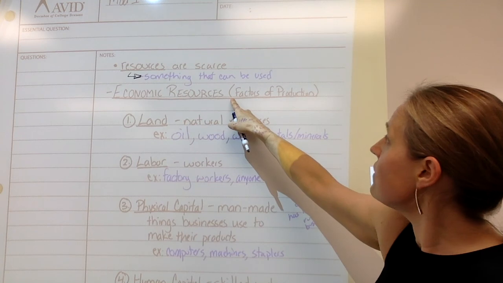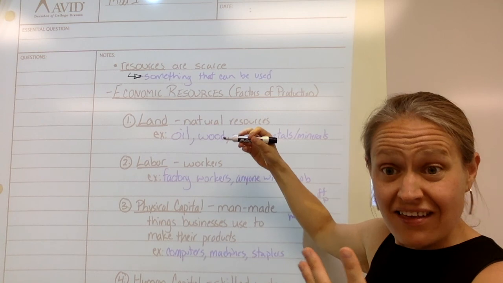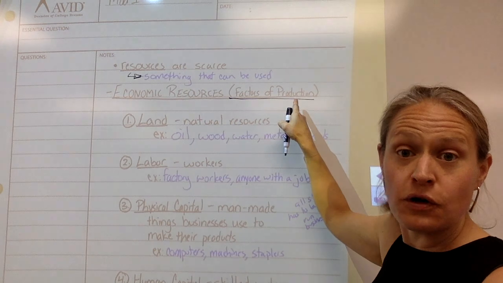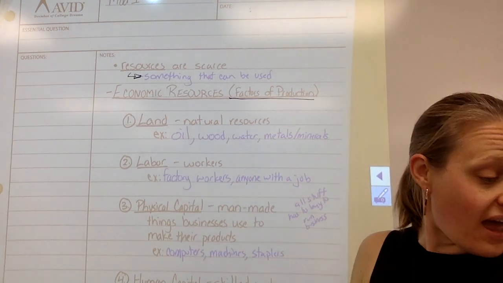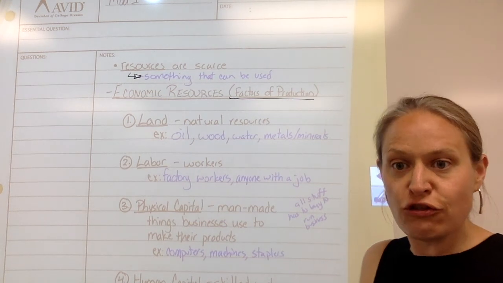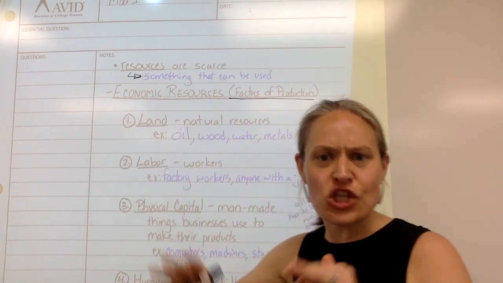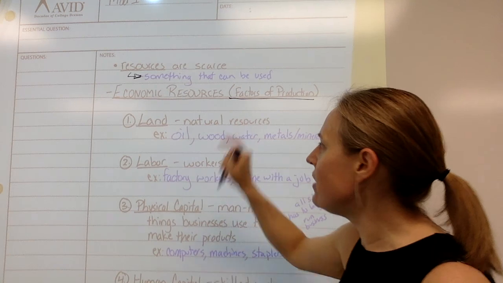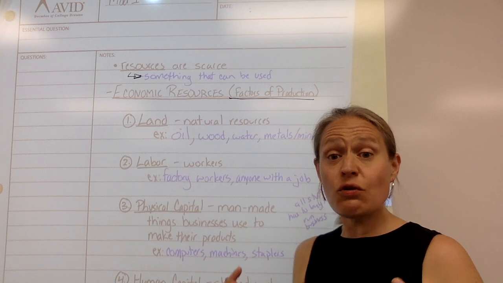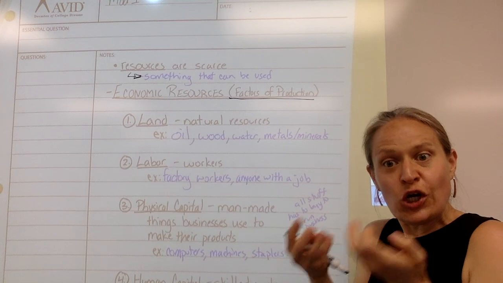We have 4 different kinds of economic resources. Most econ classes don't use the term economic resources. They use the term factors of production. So I want you to be aware that factors of production is a term out there that is used in the econ world. All right, so number one, land. Land doesn't just mean land. Land means natural resources. Our examples here would be oil, wood, water, metals, minerals, any of those natural resources, things that you can pull out of the ground, use the earth to get.